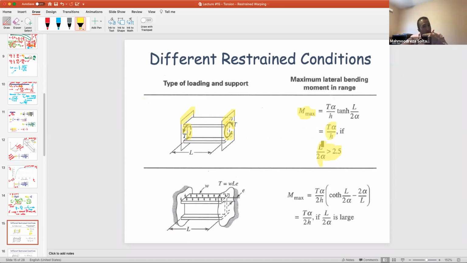Again, maximum moment. Why are we having moment? Because we are talking about lateral, we're talking about the warping. It is giving you the warping moment, the bending moment in the lateral direction. Let's look at the bottom one.